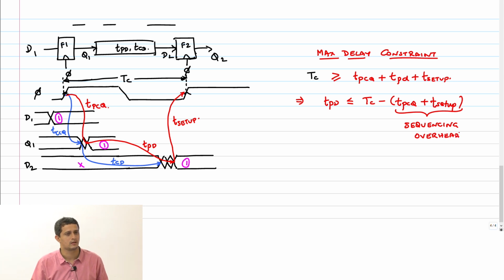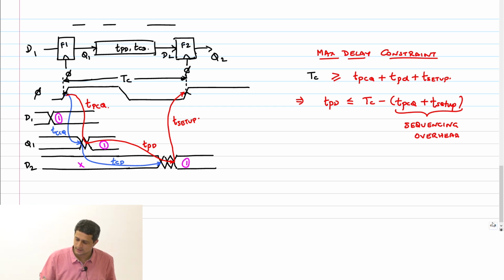We'll see this next when we do pipelining. Remember, when I discussed the idea of pipelining initially, I told you that you cannot just keep adding sequencing elements and make it faster and faster. You cannot improve the throughput continuously, because you have a concept of a sequencing overhead, and that is essentially the setup time plus the propagation clock to queue delay.